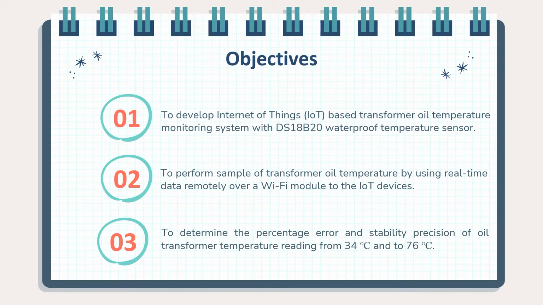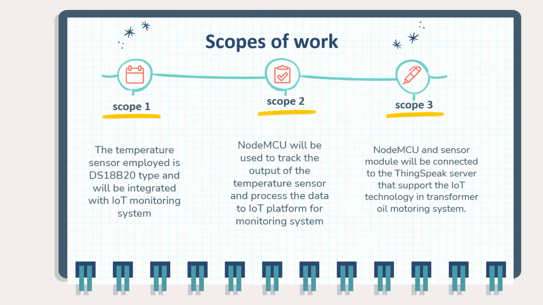There are three objectives in this project. The first one is to develop an IoT-based transformer oil temperature monitoring system with a DS18B20 waterproof temperature sensor. The second one is to perform sampling of the transformer oil temperature by using real-time data remotely over a Wi-Fi module to the IoT device. The third objective is to determine the percentage error and the stability and precision of the oil transformer temperature reading from 34 degrees Celsius to 76 degrees Celsius.